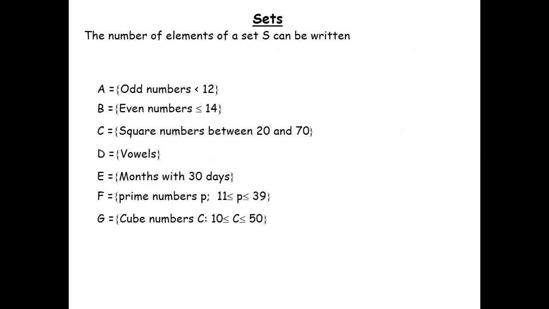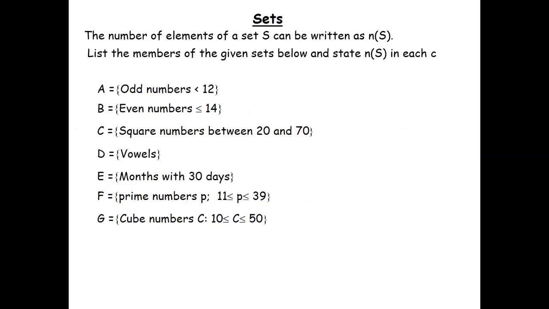So the number of elements of a set can be written as n in brackets S. So if the question was list the members of the given sets below and state the number of elements within each set, if I look at set A, this set A has the odd numbers less than 12. So we can say the number of elements in set A is 6. There are 6 elements: 1, 2, 3, 4, 5, 6.